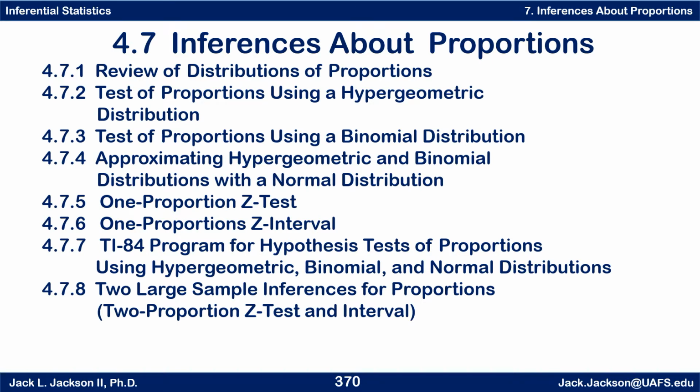Then we'll talk about approximating hypergeometric and binomial distributions with a normal distribution. We'll do a one proportion z-test and one proportion z interval using the calculator shortcuts. And then I'm going to introduce a TI-84 program for hypothesis test of proportions, which actually takes care of the hypergeometric, binomial, and the normal approximations all.